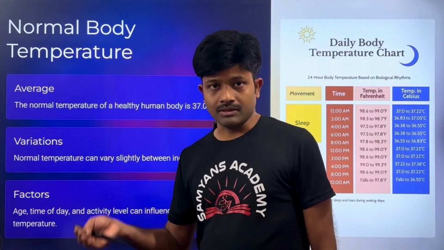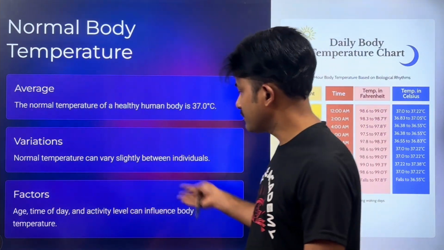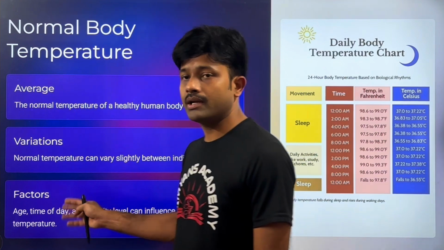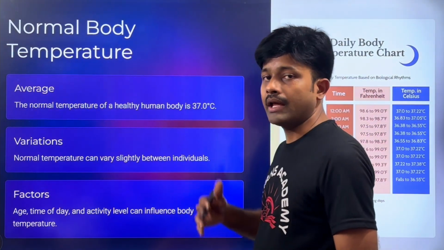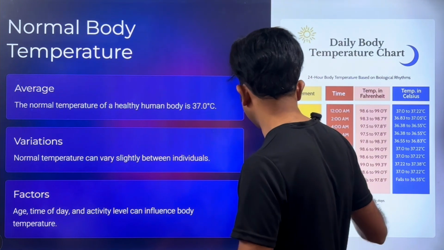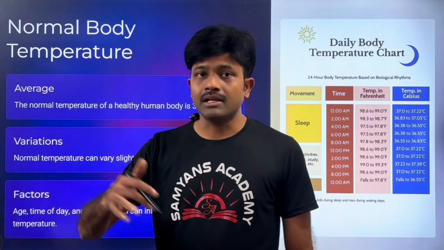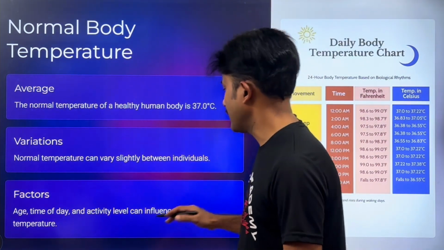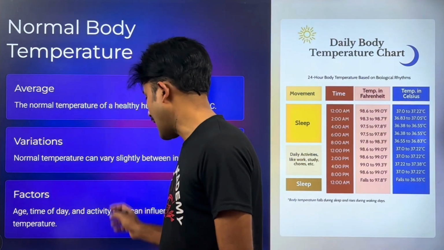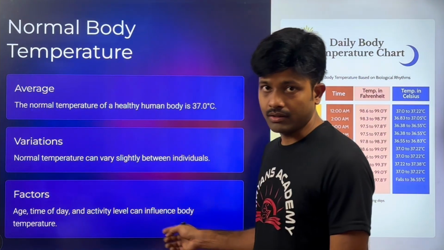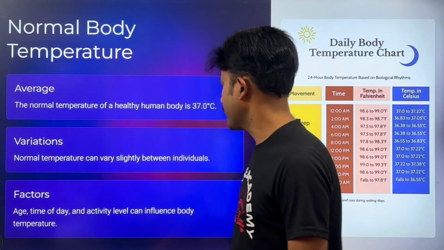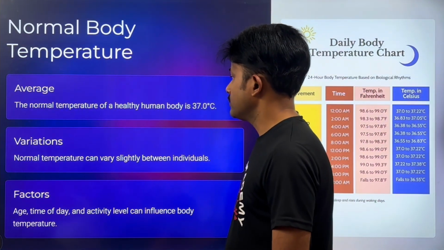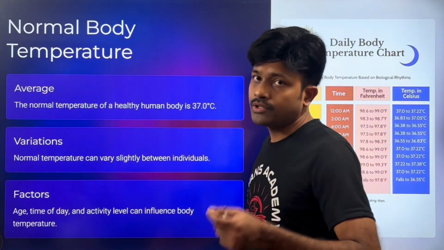So the temperature of our body depends on these factors: age, time of the day. At 12 o'clock, what is the temperature? In the morning, at noon and afternoon, your body temperature varies slightly from time to time and age to age, and with whatever activity you are involved in. So these are the factors which affect the body temperature. It will also vary slightly from individual to individual.